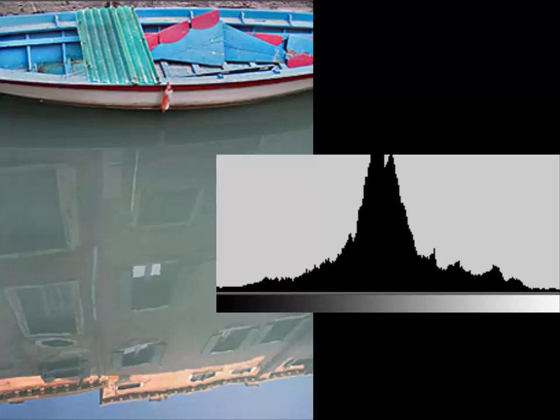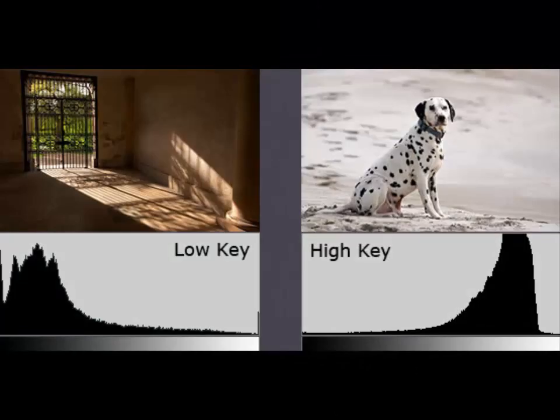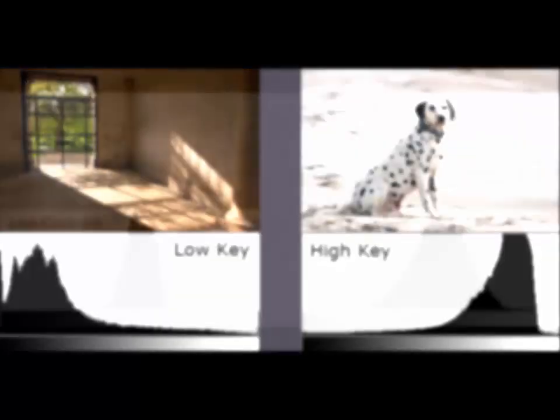Although most cameras will produce midtone-centric histograms when in automatic exposure mode, the distribution of peaks within a histogram also depends on the tonal range of the subject matter. To remember, images where most of the tones occur in the shadows are called low-key, whereas with high-key images most of the tones are in the highlights.